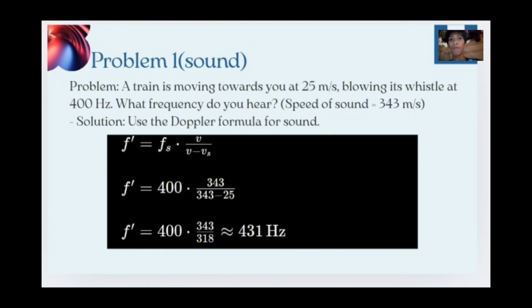Now let's plug in the numbers. We get f is equal to 400 times 343 divided by 343 minus 25. We get 400 times 343 over 318, and the final answer is about 431 hertz. So we hear a slightly higher pitch than the whistle's original sound, because the source is moving towards us and compressing the sound waves.